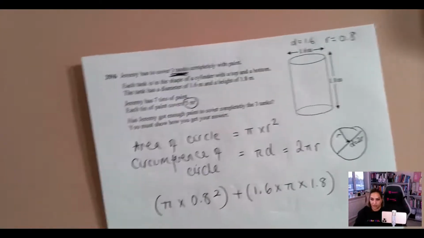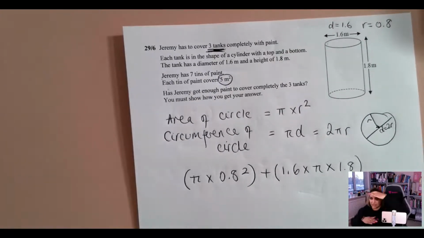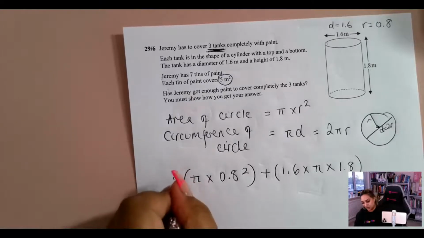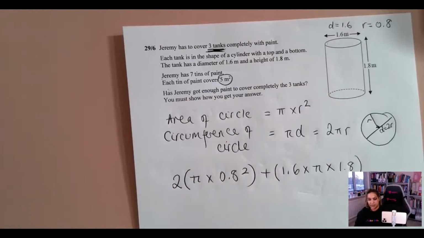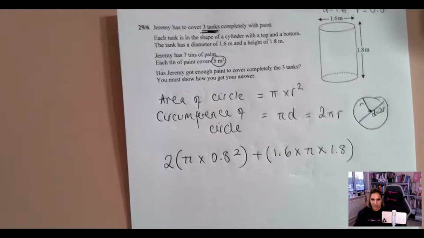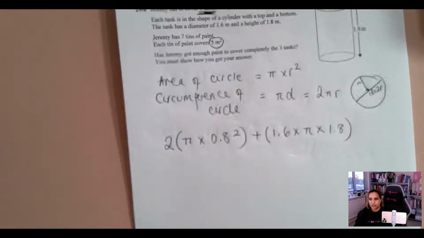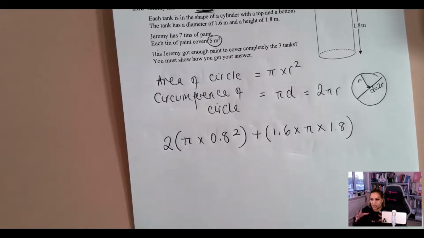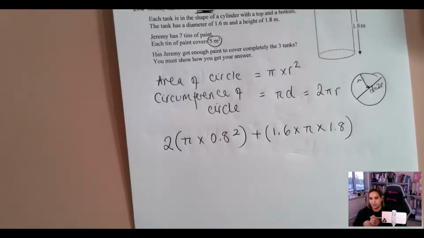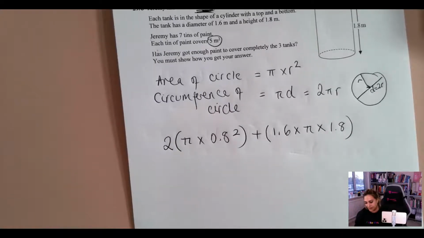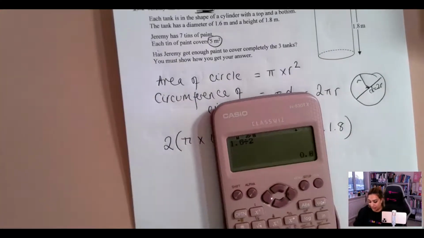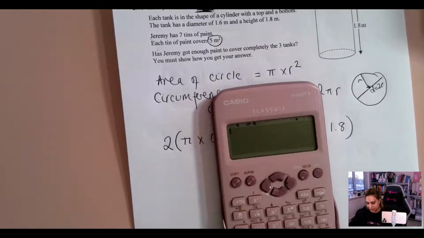Now remember, how many circles do we have? We've got the top and the bottom. So we've got 2 circles. It's easier to think about it on the paper before you start typing numbers in. The more things you type in one big go, the more likely you are to make a mistake. Now this is for 1 cylinder. We're going to end up multiplying it by 3. But let's do this bit of the calculation first and leave it in our calculator.